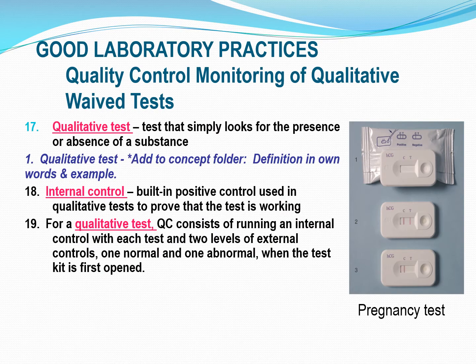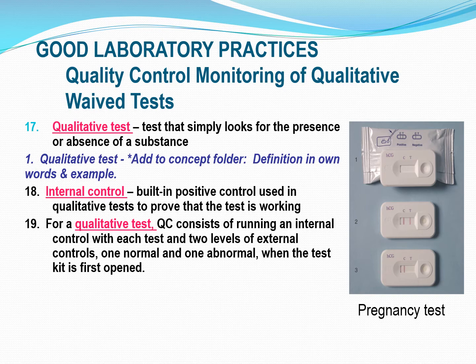So, like we were talking about, we have quality control monitoring of qualitative tests. Qualitative tests are tests that simply look for the presence or absence of a substance. In other words, we're not giving you a number. We're just saying it's there or it's not there. For qualitative test, you want to add this to your concept folder, definition in your own words and example. So your internal control is that built-in positive control used in qualitative tests to prove that the test cassette is working.